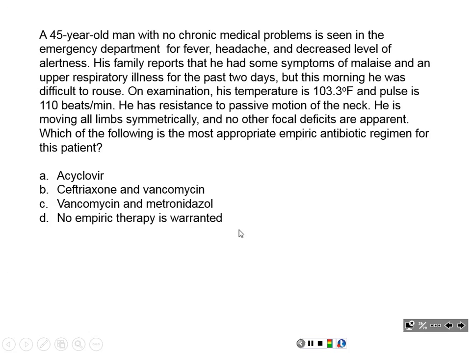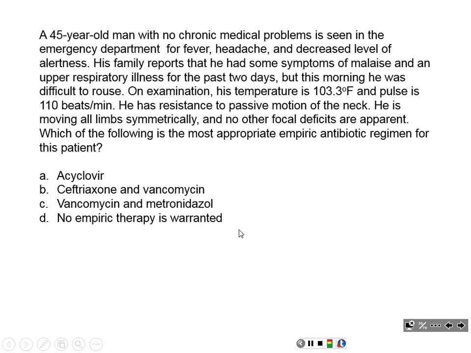So a 45-year-old man with no chronic medical problems is seen in the emergency department with fever, headache, and decreased level of alertness, right? Fever, headache, altered mental status. That sounds, I guess, like meningitis, or at least a CNS infection, since that's what we're talking about today. His family reports he had some symptoms of malaise and an upper respiratory illness. So you hear upper respiratory illness and you may be thinking, is that going to be an anaerobic infection pointing us towards an abscess? No, upper respiratory illnesses are usually viral.